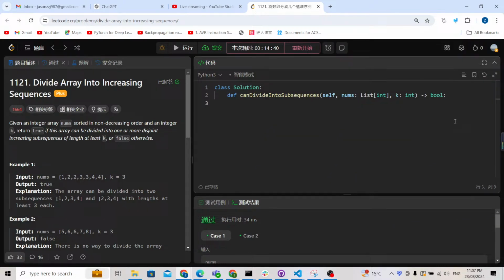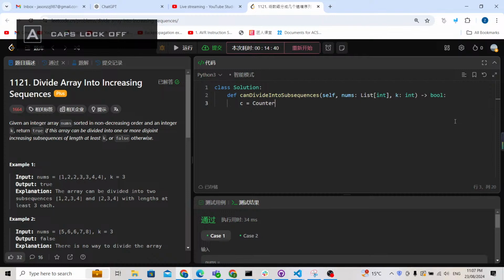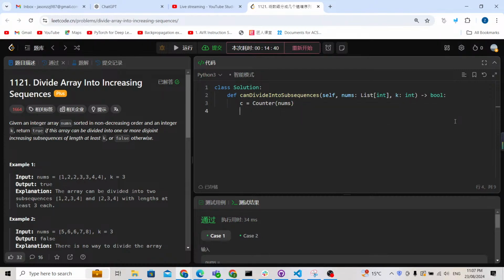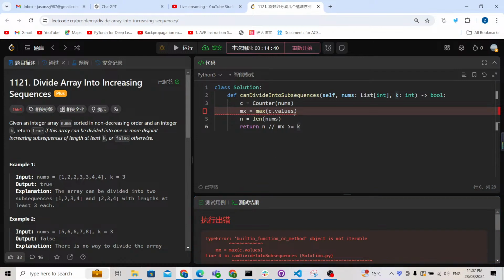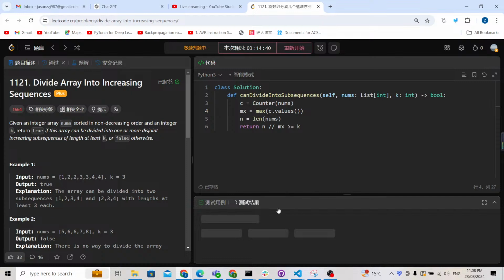So C is going to be the counter of nums, and we're going to prepare the maximum frequency. It's going to be max of C.values, and let me prepare n, the length of nums, and finally we just need to return n divided by max should be more than or equal to k. Maybe we can also write it in one line, but it is okay. Normally this is going to be C.values with parentheses because this is a method.